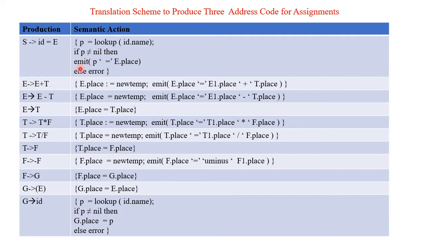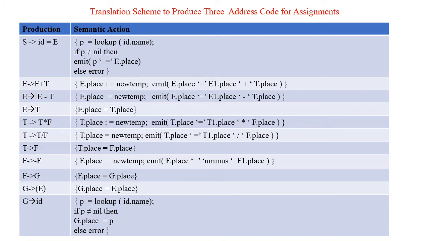Then we have to create the three-address code using the function emit. Emit p equal to E.place. Whatever the value of E, that has to be assigned to this identifier. Otherwise, if p equals nil, the id is not present in the symbol table, and then we get an error message. Now, E gives E plus T.